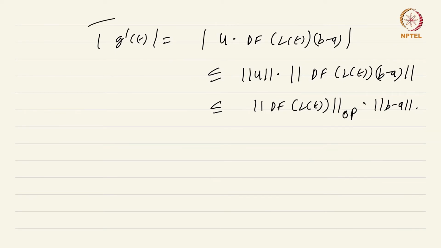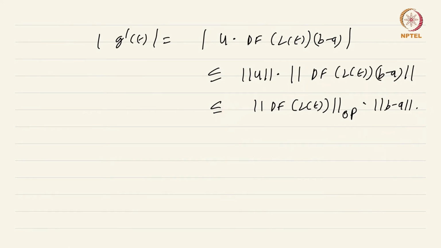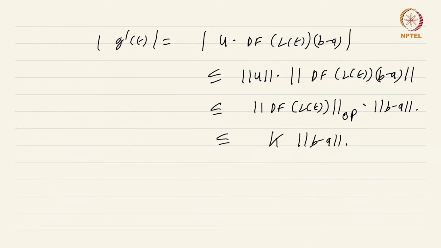Okay, so we get that mod g prime of t is less than or equal to the operator norm of df at L of t times norm b minus a, and now we can use the fact that the operator norm on L of t is bounded by this constant k to write it as k times norm b minus a. So apply the classical mean value theorem to g, which we can because g certainly satisfies all the hypotheses. The endpoints we are choosing are 1 and 0.